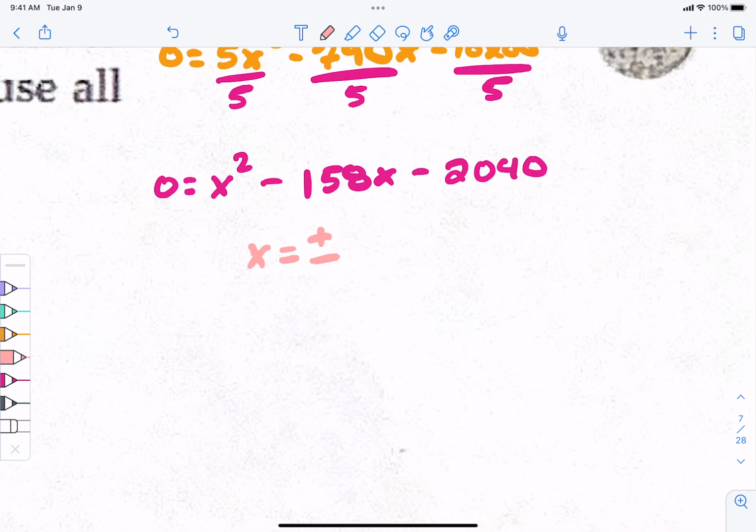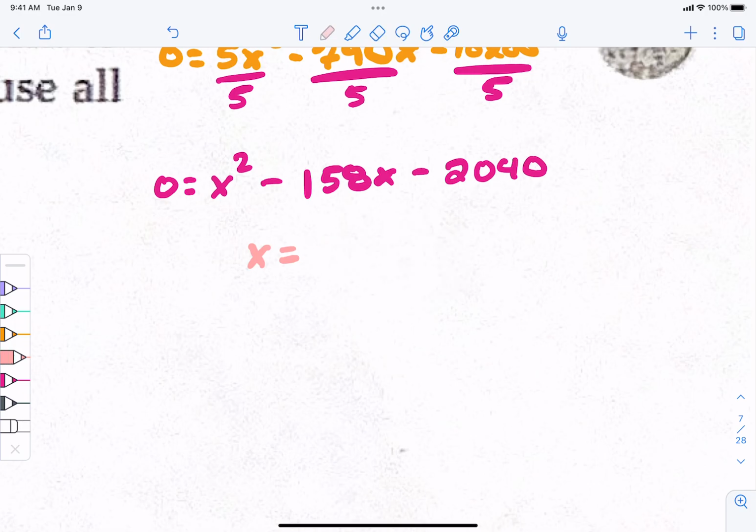Negative 12? But it's plus or minus 12. You're wrong. I just got negative 12. What's the positive answer? It only tells you one answer. That's why you have to put it in the quadratic formula if you're doing a trinomial.